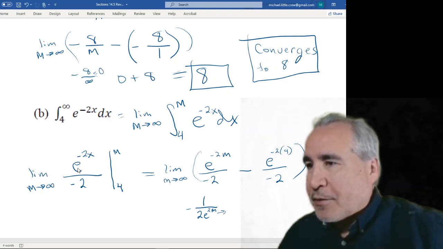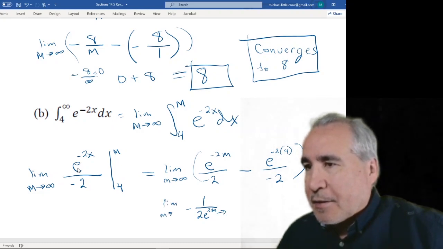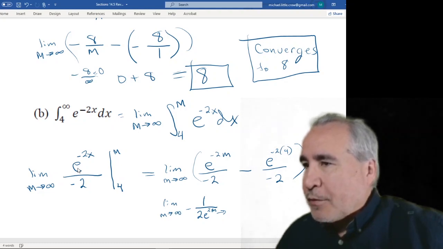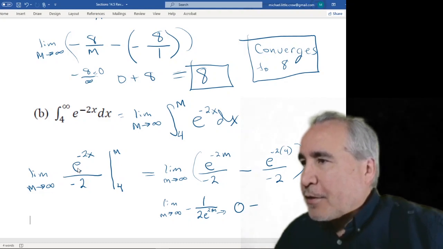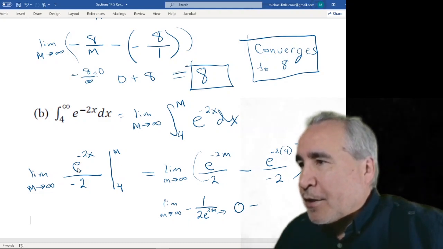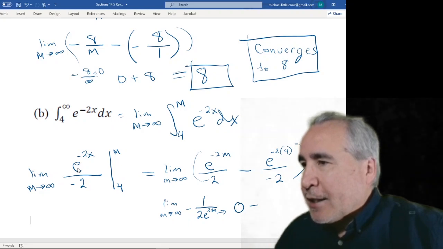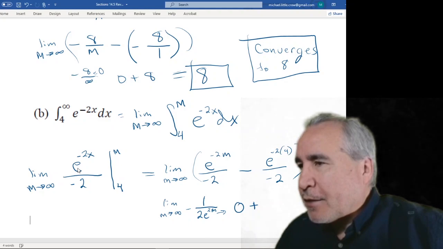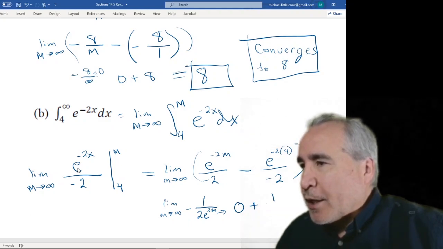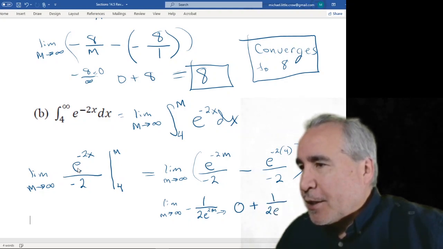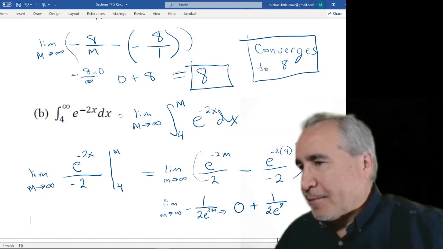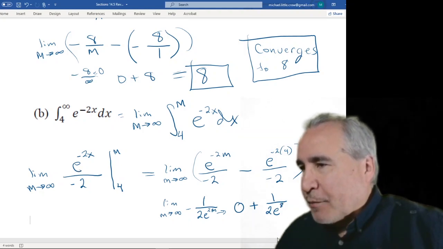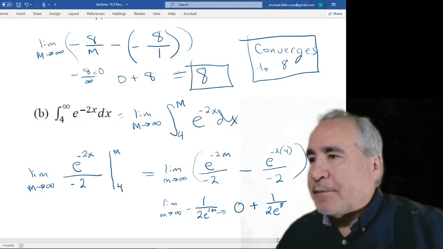Okay, so as m goes to infinity, this is going to go to 0. This part over here, it's all numbers, so it's going to be 4 times 2, which is 8. So let's go ahead and rewrite that. We've got a negative and negative, so that becomes a positive. So this becomes 1 over 2e to the 8. And with the 0, that is our answer.